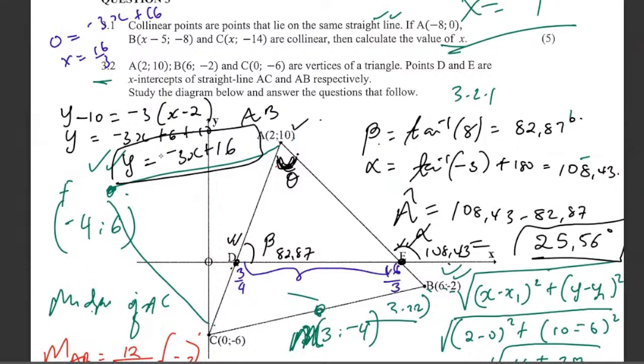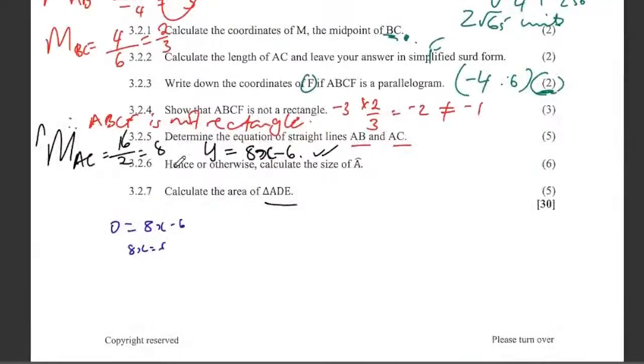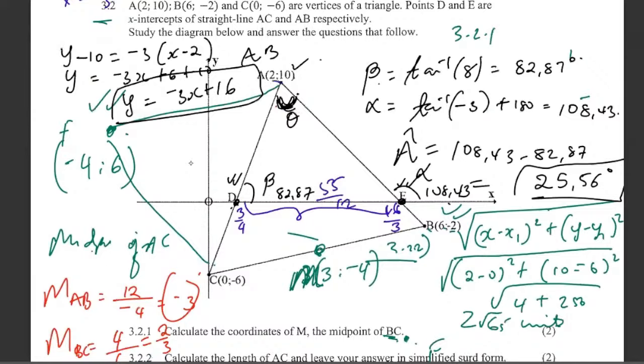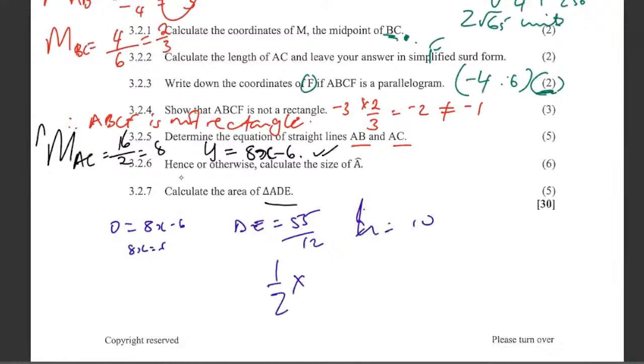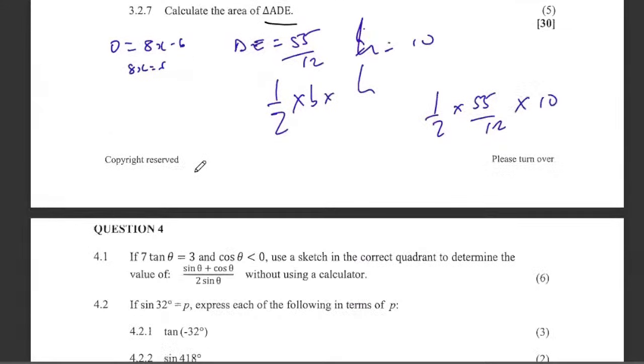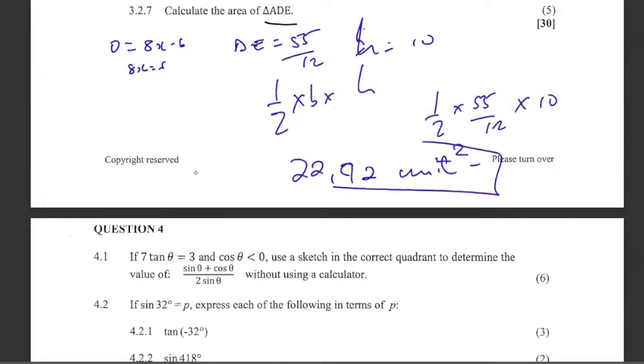So I can find this total distance here by getting 16 over 3 minus 3 over 4. That gives me, let me give it as a fraction, 55 over 12. So DE is going to be 55 over 12. And then my height, I'm going to take this to be my height because this is the 10. So from 0, my height is 10. So area is going to be a half times the base times the height. So it's a half times 55 over 12 times 10. So that over that, I'm getting 22.92 units squared. So that becomes the area.